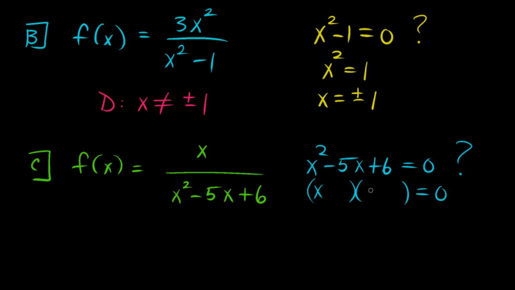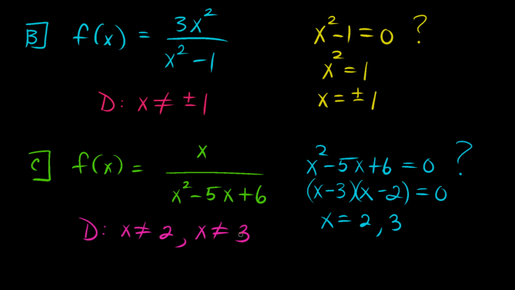We have an x and an x, a negative 3 and a negative 2: two numbers that add up to negative 5 and multiply to give positive 6. So when x equals either 2 or 3, it will equal 0, and we can't have that happen. So that means the domain is x cannot equal 2 and x cannot equal 3.